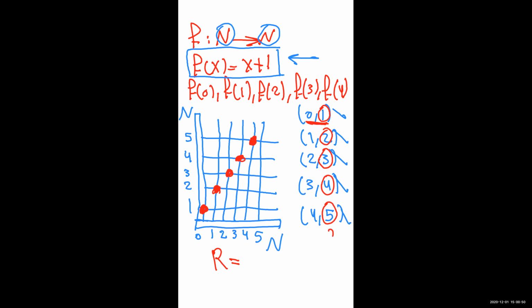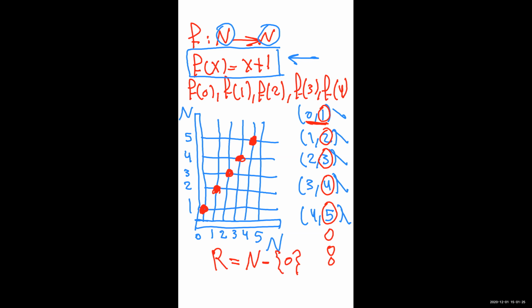Then if we continue 6, 7, 8, and so on. So now the range is 1, 2, 3, 4, 5, 6, 7 and so on. So this means it is all elements of the natural numbers except 0. So the range will equal the natural numbers minus the set of 0, because this function will never equal 0, because it's x plus 1.